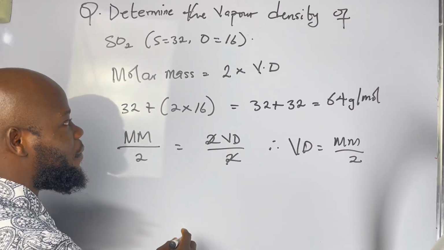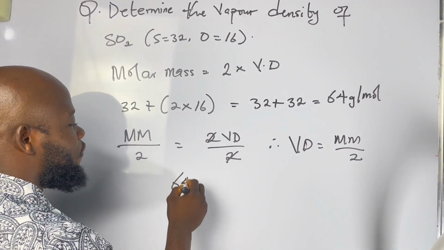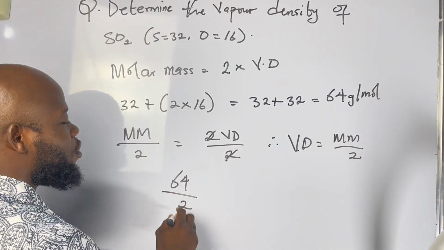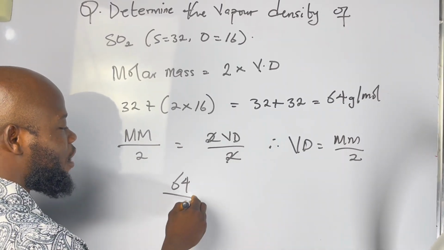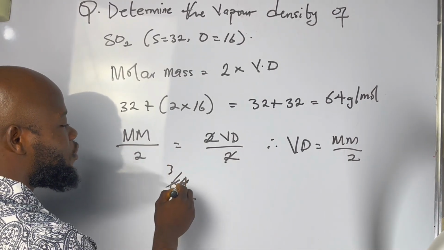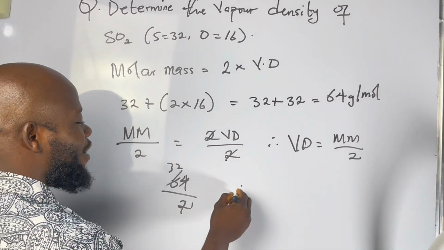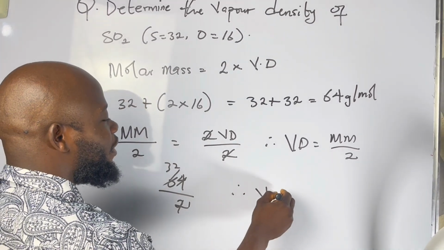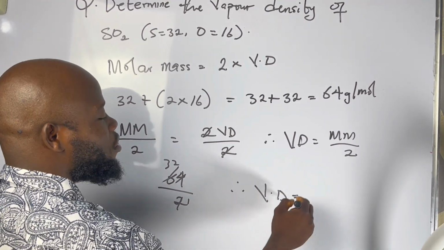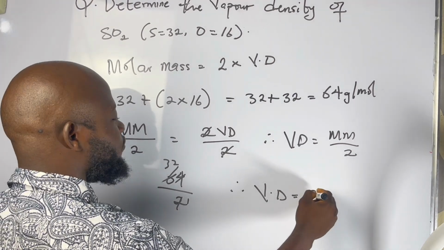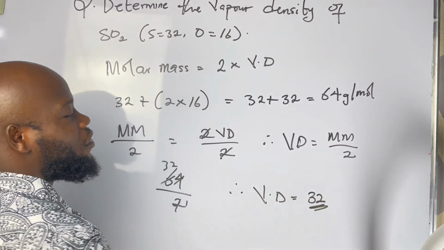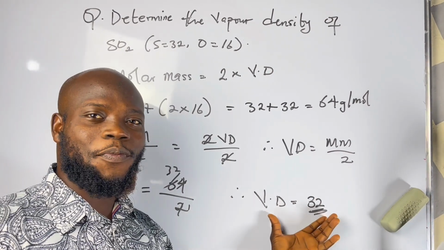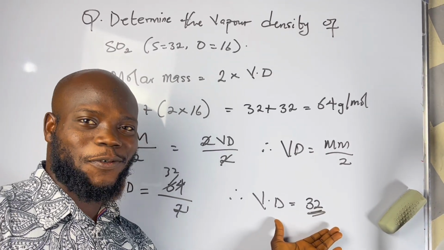So what is our molar mass? Our molar mass is 64 all over 2. 64 all over 2. 2 here, 1. 2 here, 3. 2 here, 2. Therefore, our vapor density is equal to 32. Therefore, vapor density is 32.